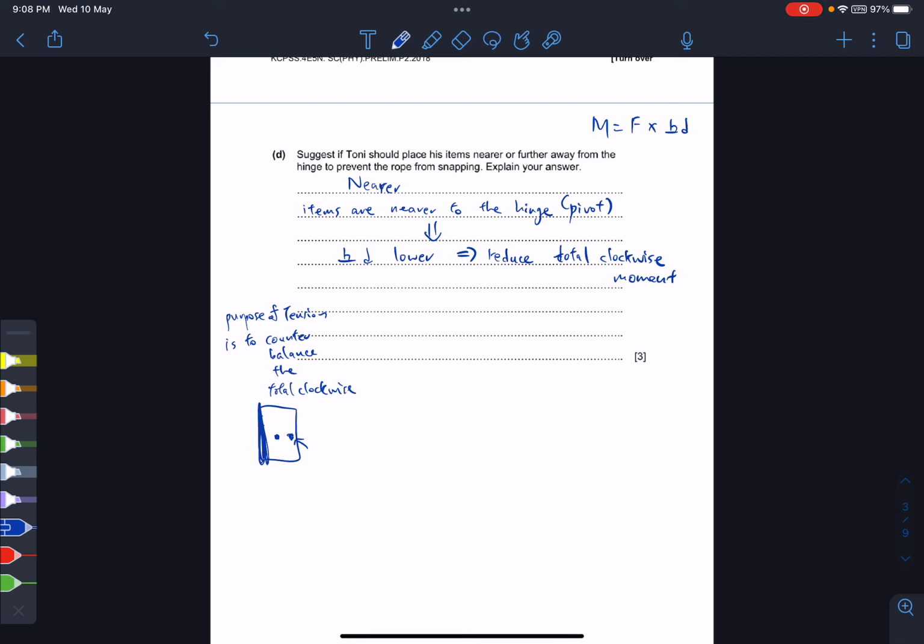So if the clockwise is now lower, this means that it will need lower anti-clockwise to balance it all. To balance it. So it's again the word balance. Balance it off, so that there's no net moment. So now you need lower anti-clockwise moment. That means the tension will also be lower. Then recall, the higher the tension in a rope, the more easily it will snap.